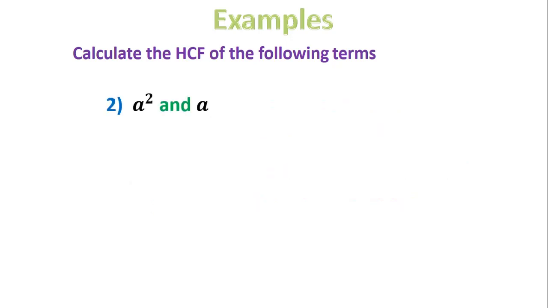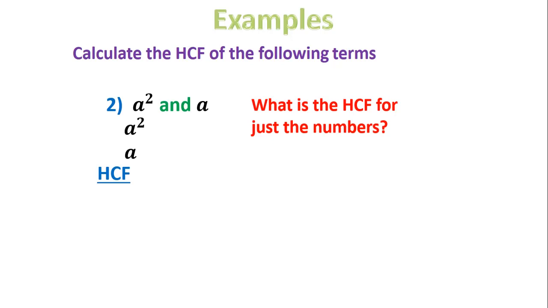Let's look at my second example. If I have a squared and a, and I have to figure out the HCF. Again, my layout is pretty standard. I have an a squared and an a, and I want to work out the HCF. My first question, what is the HCF for just the numbers? Are there any numbers? Are there any coefficients? The answer is no, there aren't. And so if I wanted a numerical HCF, it will just be 1, so we don't have to write it down.